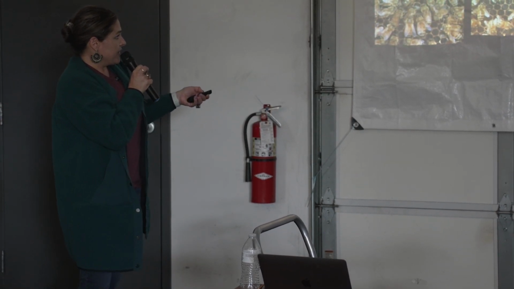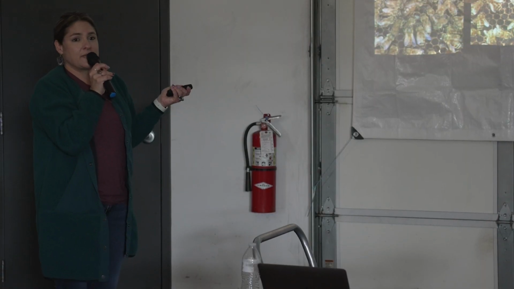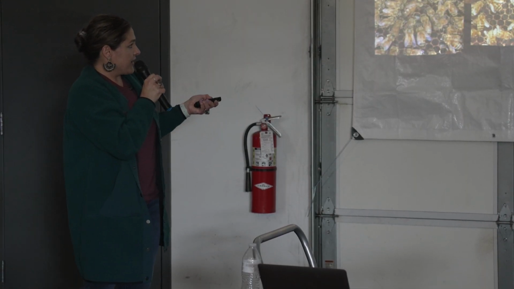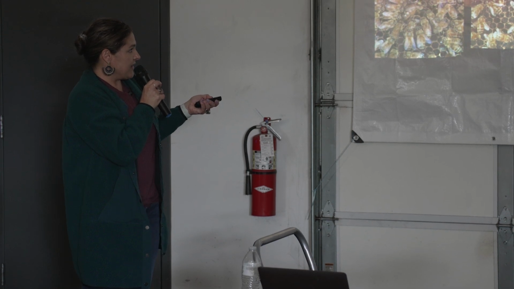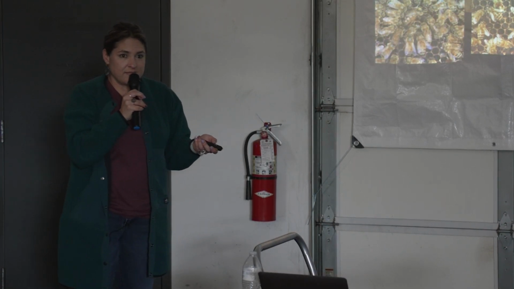Just as an example, this is a very robust retinue of a very good queen that smells like, I don't know, Chanel number 5. This queen right here barely has any attraction, 2 workers around, 3 workers around, no complete retinue. She doesn't smell good at all.